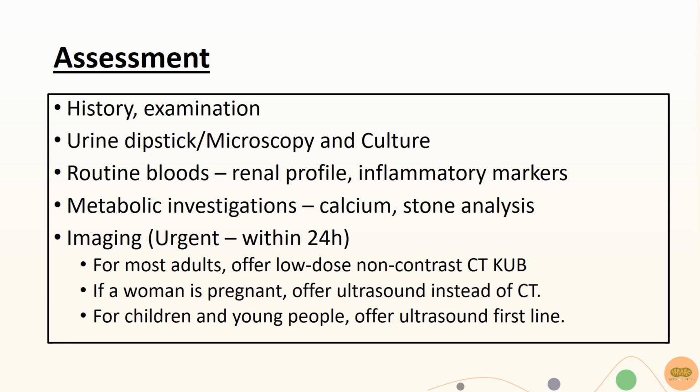It's important to obtain urgent imaging within 24 hours. For most adults, offer low-dose non-contrast CT of the KUB, kidney, ureter, and bladder. If the patient is a pregnant woman, offer ultrasound instead of CT. For children and young people, offer ultrasound as first line.